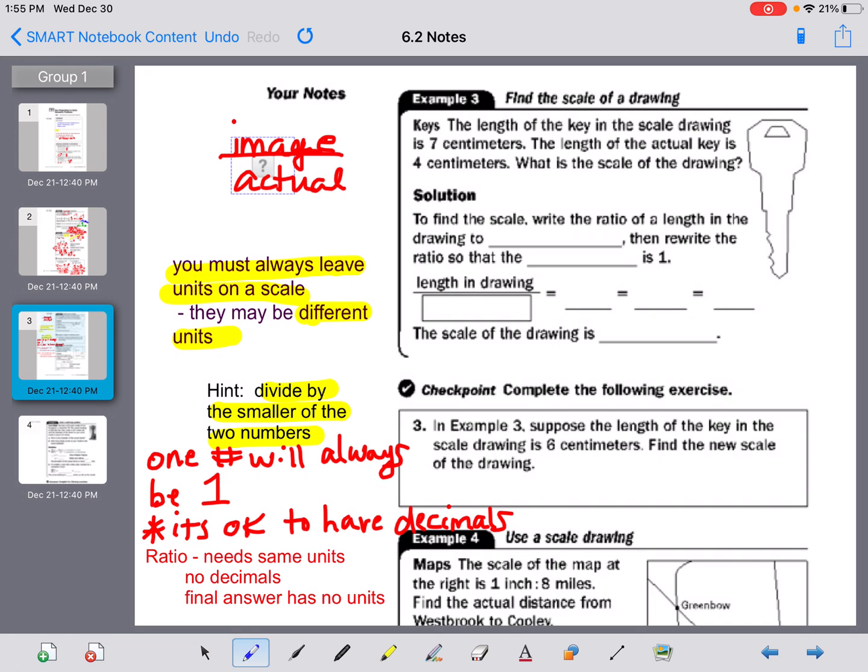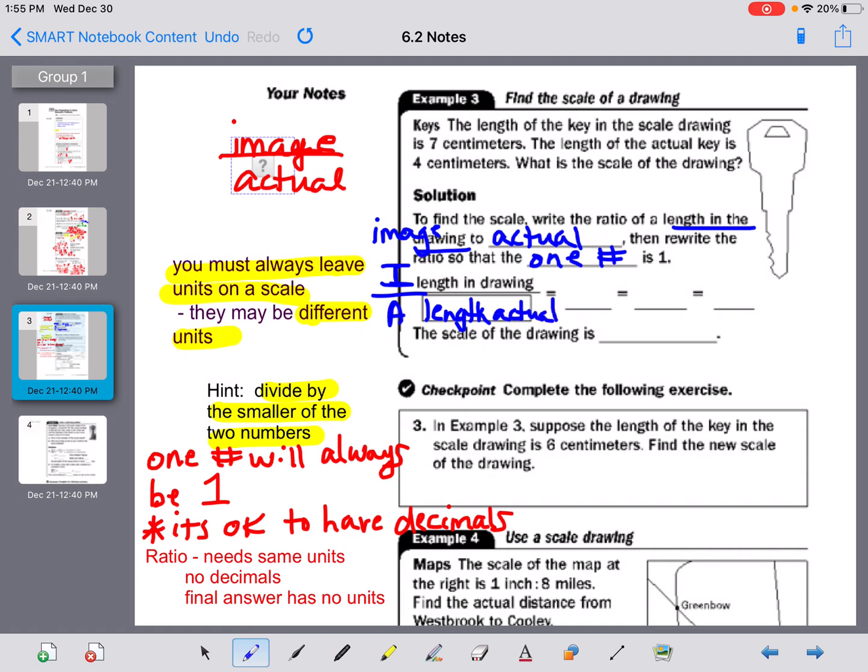Okay, key thing, we're always going to find the scale: write the ratio of the length of the drawing to the actual. Okay, length in the drawing, that's the image, to the actual. And then rewrite the ratio so that one number is 1. Okay? So length in the drawing, that's the image, over the length actual. Okay?